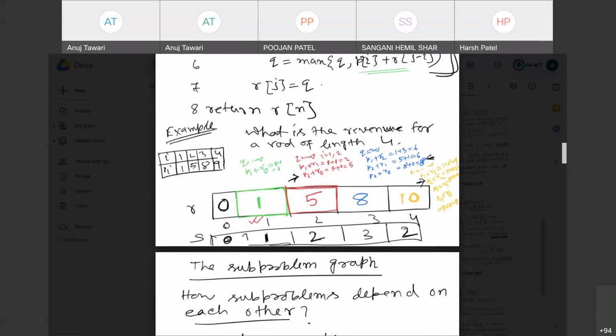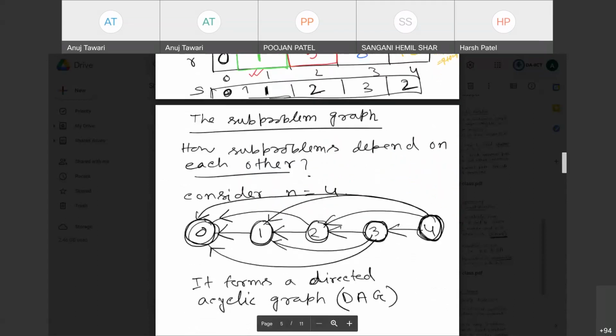But you can't pick any sub-problem of your choice. What are the problems that might arise here? Let's say we considered n equal to 4. The solution of n equal to 4 depends on all possible smaller lengths of problems, which is n equal to 3, 2, 1, 0. Similarly, the solution to 3 depends on 2, 1, 0. Solution to 2 depends on 1, 0, and so on.